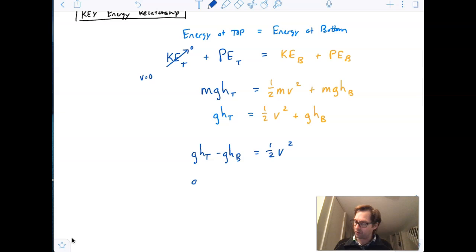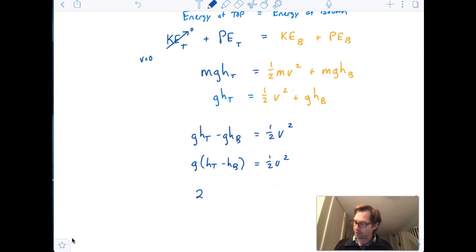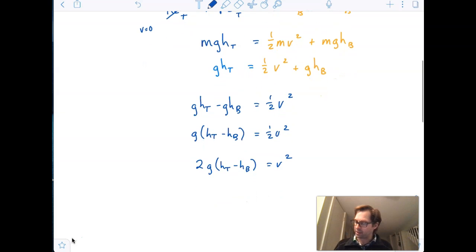I can even simplify this a little bit, factoring out the g. I can have h_T minus h_B all equaling 1/2 v squared. This times 2 now, so 2g times the height at the top minus the height at the bottom, all equaling v squared. And then finally I can take the square root of both sides. So I get the square root of 2 times g times the height at the top minus the height at the bottom will equal my velocity that I'm looking for.